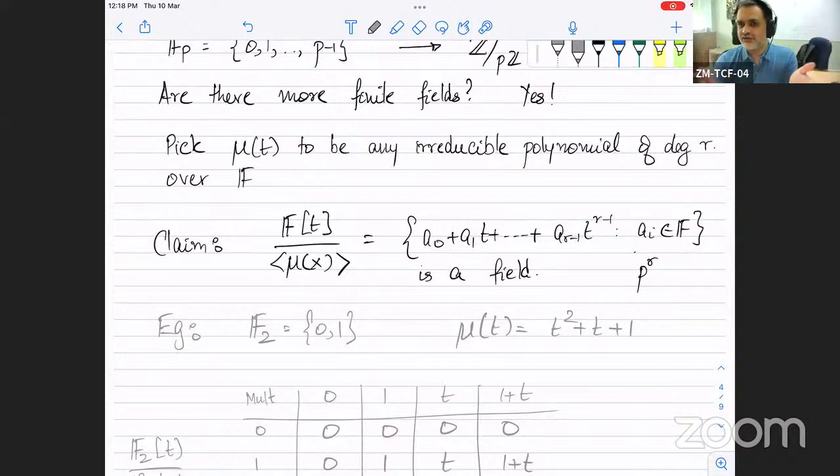Now, if you again ask the following question, how many irreducible polynomials are there of degree n? Well, the total number of polynomials is like p power n. Turns out roughly 1 over log of that are irreducible polynomials. So in some sense, the density of irreducible polynomials is very similar.